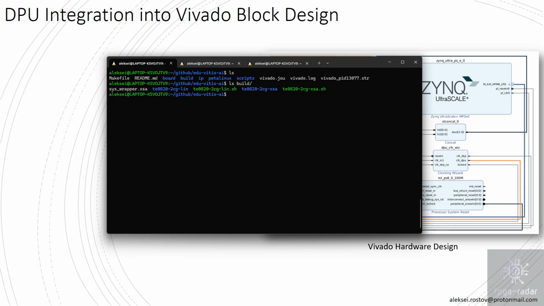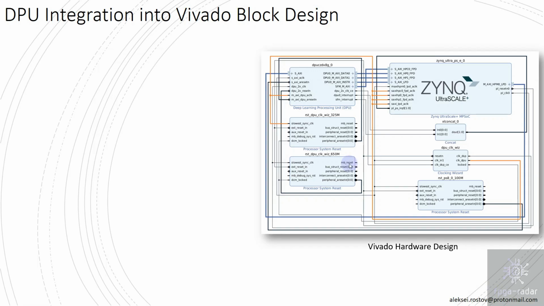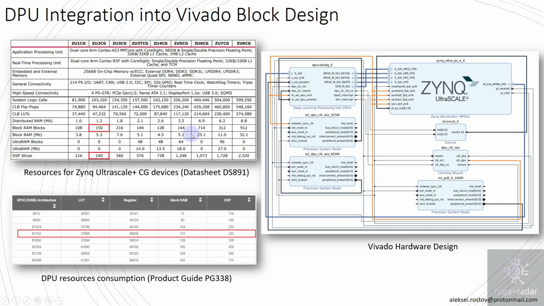Okay, since I have already built my Vivado project, we can go to the Vivado design and see how it's organized. But before, I would like to pay attention to resources. Since the setup that I'm using is based on the Zynq UltraScale+ 2CG device, I have the following resources available. Block RAMs, it's 150, no UltraRAM blocks, and DSP slices 240.